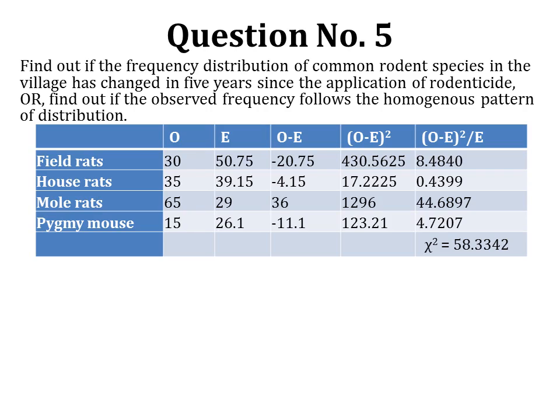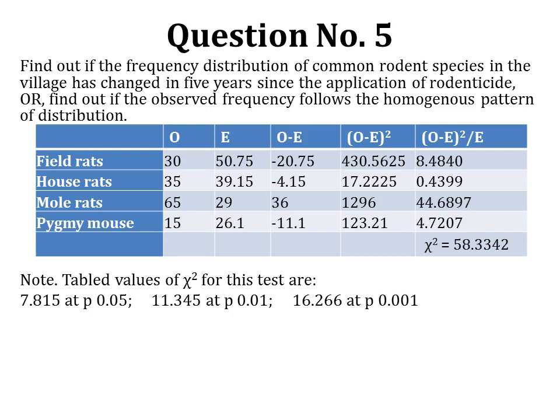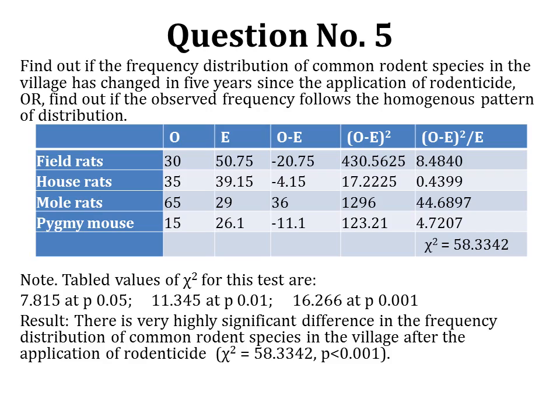And we take the sum of these values, which is our chi-square value, and this is 58.3342. Now the table values of chi-square for this test are 7.815 at probability 0.05, 11.345 at probability 0.01, and 16.266 at probability 0.001. And this is our result.